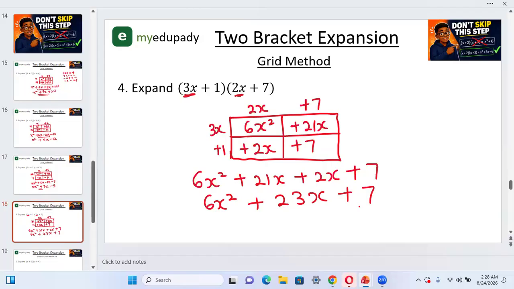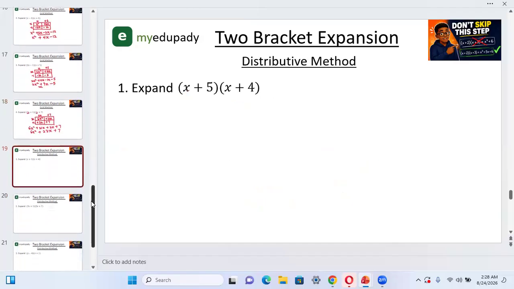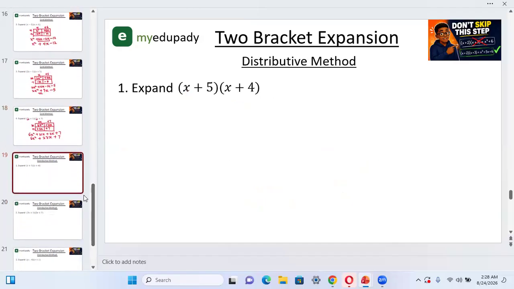I want to believe that we've taken enough examples on using the grid method, and I hope you really understand. So let's go ahead to the distributive method. So in a case where we have the distributive method, how do we do this? This is also very, very simple, very easy, right?